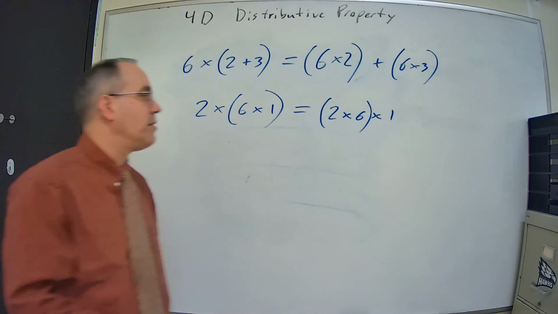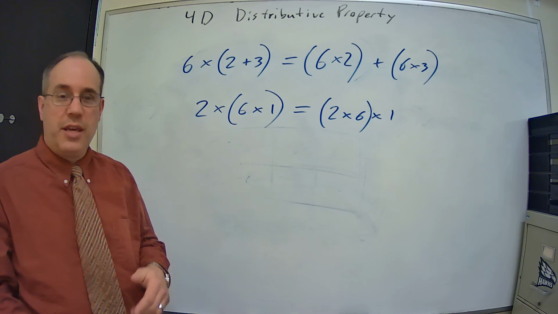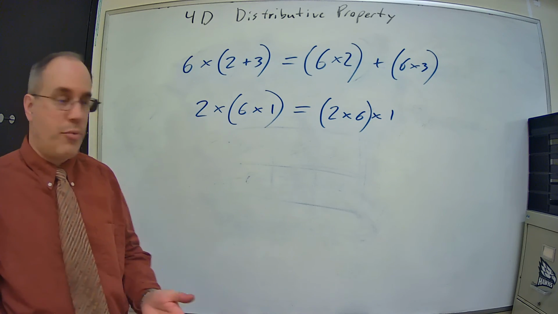What if I have 2 times 6 times 1 is equal to 2 times 6 times 1? Well, now what I did was I changed my grouping, so that must be the associative property.